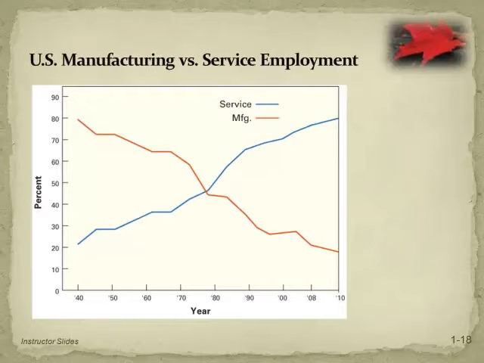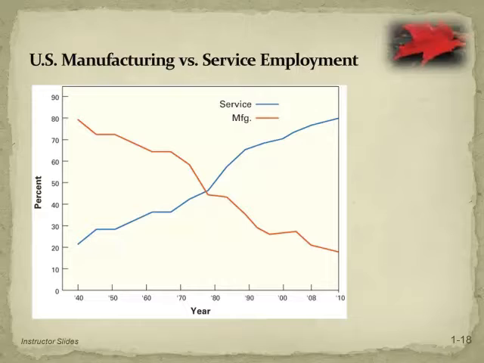So we can see from this slide that in the United States, at the end of World War II, jobs were primarily in manufacturing. That is the line in red in this chart. And over the decades since the end of World War II, the number of manufacturing-related positions has decreased, and the number of service-related positions has increased. So in the United States, most jobs today are service-oriented.